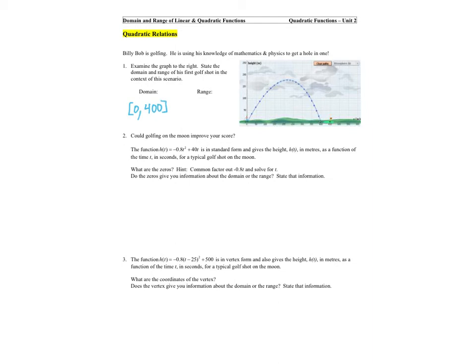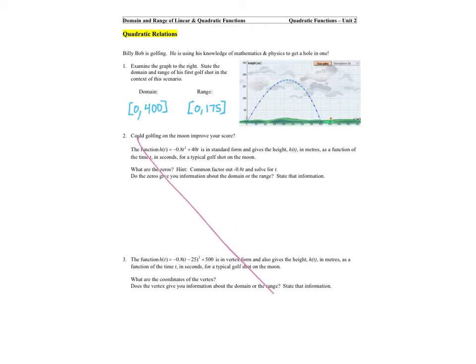Now the minimum y value, in this case the height, would be on the ground, which is 0, and the maximum y value, which is the height, goes up to here, which is about 175. So the minimum y value, or the height, would be 0, and the maximum y value is 175. So it's really just getting the domain and range from the graph the way we would normally do it, even if it's not a word problem.